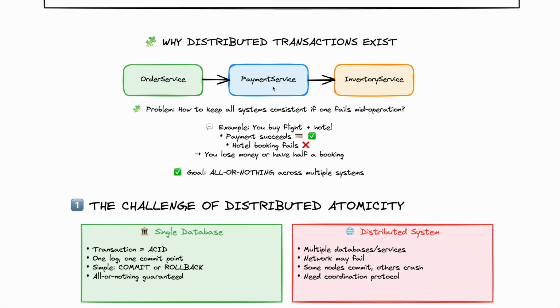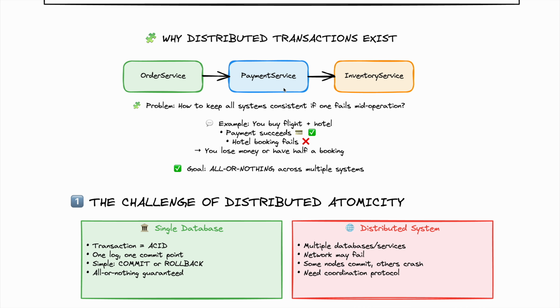For example, let's say that we have committed in the order service and the payment service. If the inventory service fails, then in that case we need to roll back the payment and the order service.